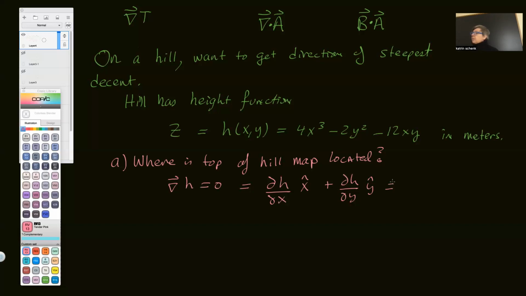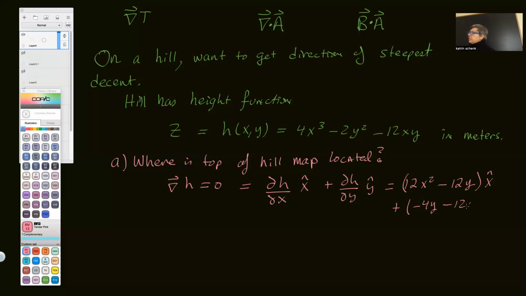So let's practice. Who wants to tell me partial h, partial x? Read it off. 12x squared minus 12y. Indeed, good. So that is our first term, times x hat. And then plus, give me partial h, partial y, somebody else. Daniel, Julia, go for it. Well, you can look at the board instead of writing. Minus 4y, good.